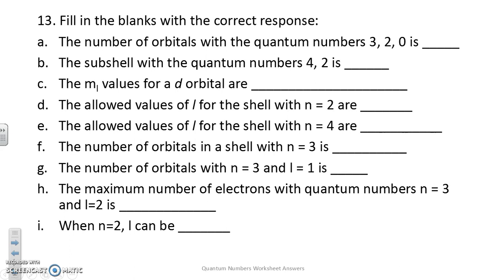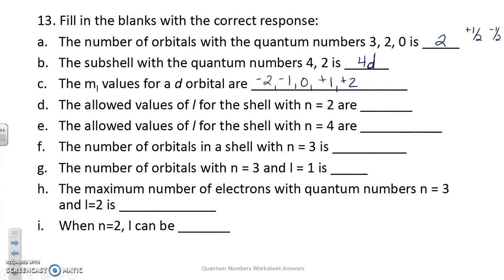The number of orbitals with quantum numbers N equals 3, L equals 2, M sub L equals 0 is 2. We can have 2 of them like that, one with a positive 1/2 and one with a negative 1/2. It could be either one, right? Right. The subshell with the quantum numbers N equals 4, L equals 2, is going to be subshell 4D. Right? Right. The M sub L values for a D orbital could be negative 2, negative 1, 0, positive 1, positive 2.